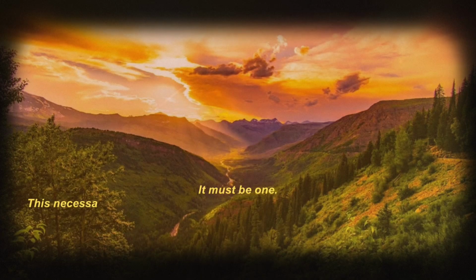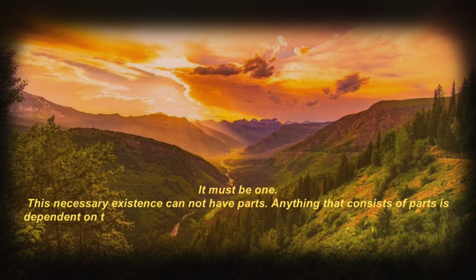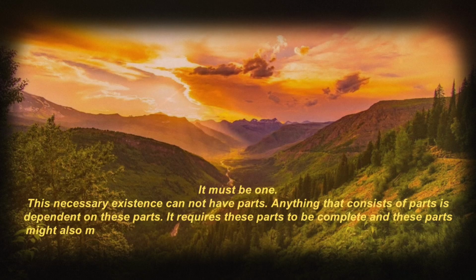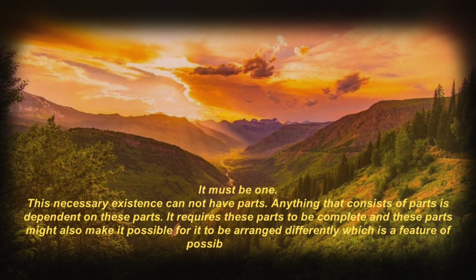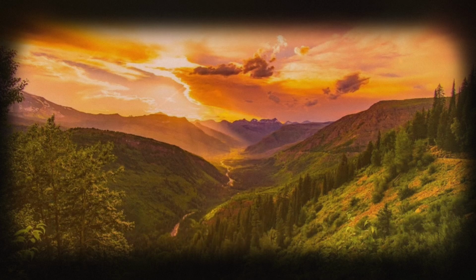It must be one. This necessary existence cannot have parts. Anything that consists of parts is dependent on these parts. It requires these parts to be complete, and these parts might also make it possible for it to be arranged differently, which is a feature of possible existence.